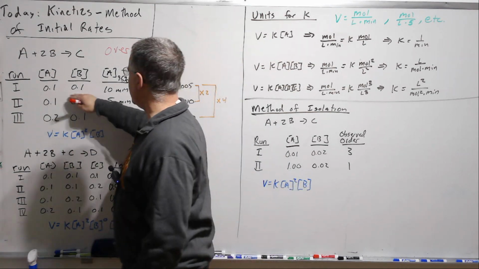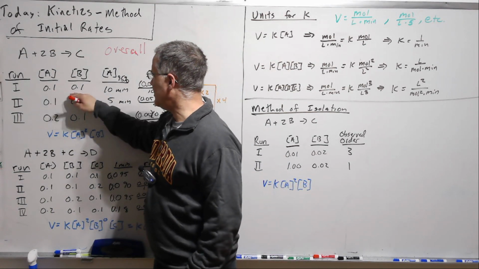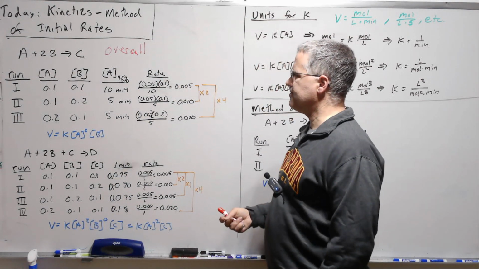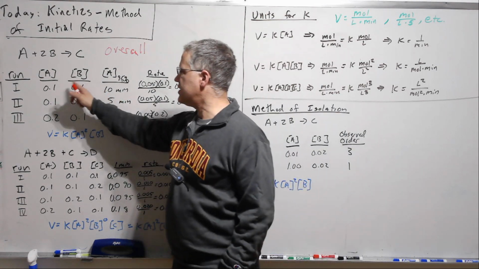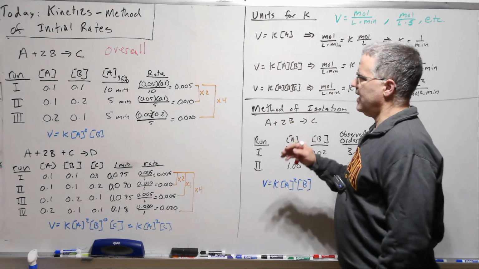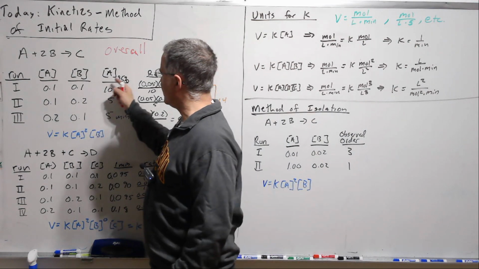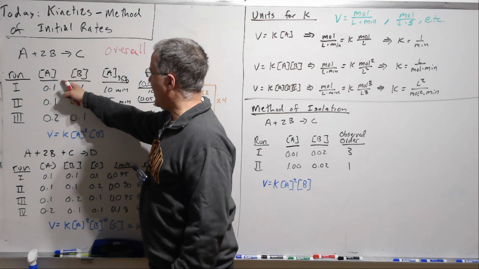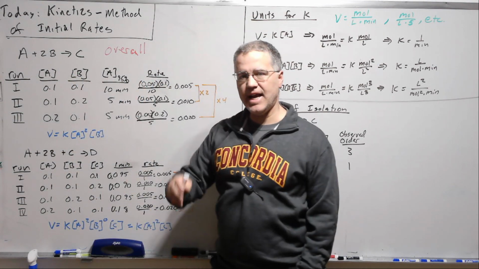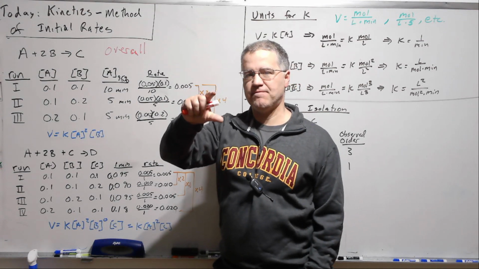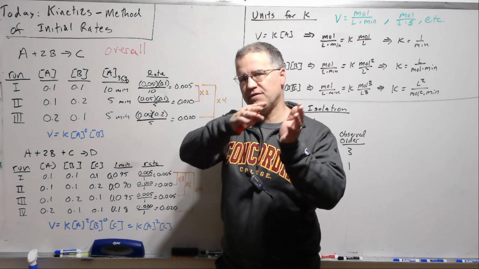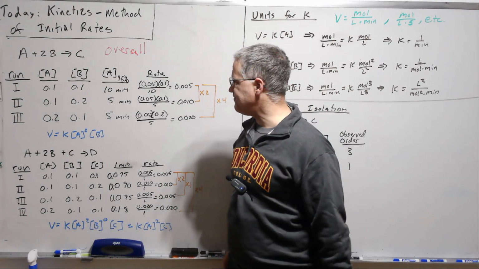In the first run, we just choose some starting amounts. I've chosen these. We're in control, so we can control the amounts, so they don't have to be equal, they just need to be some known value to you. And what we're going to do is continuously monitor A, watch A until it reaches 95% of its initial value, so a 5% drop. That's where the "initial" comes in in initial rates. We're only looking at the first few percent of the reaction.